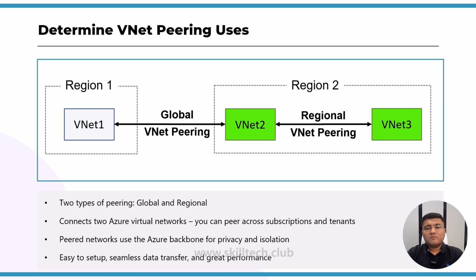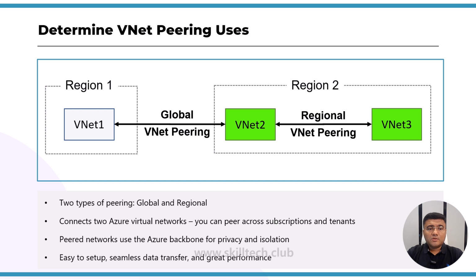As you can see here, virtual network peering allows you to connect one virtual network with another virtual network. Now, there are chances that you are connecting two different virtual networks within the same Azure region, like VNet-2 and VNet-3 in this particular slide. Or maybe you're going to connect one virtual network from one Azure region to another virtual network in a different region altogether, like VNet-1 and VNet-2, and that's something which we call global VNet peering. So basically, there are two different types of VNet peering, global and regional.